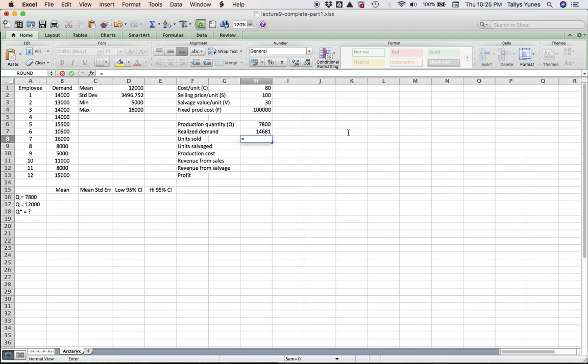Now units we sell. The units we sell will depend on both the production quantity and the demand, and it's actually going to be the smallest of the two. If I make too much, what I sell is the demand. If I make too little, what I sell is what I make.